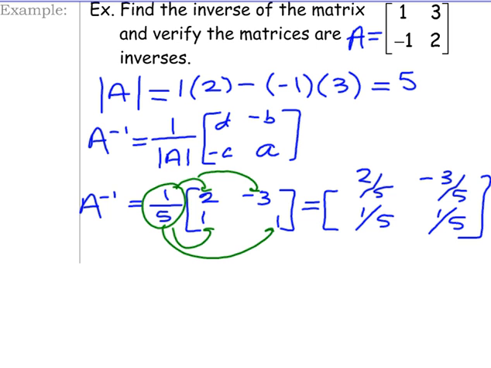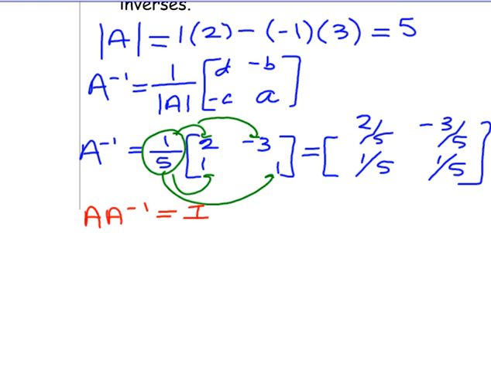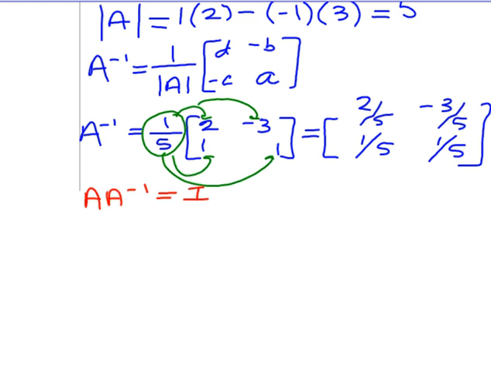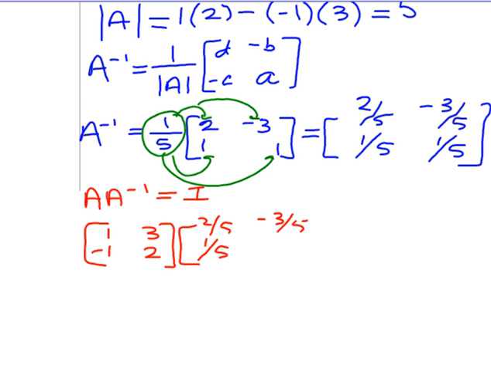If I want to verify that these matrices are inverses of each other, then I should be able to multiply A times A inverse and get the identity matrix. So that's what we're looking for. A was 1, 3, -1, 2, and the inverse is 2/5, -3/5, 1/5, 1/5.